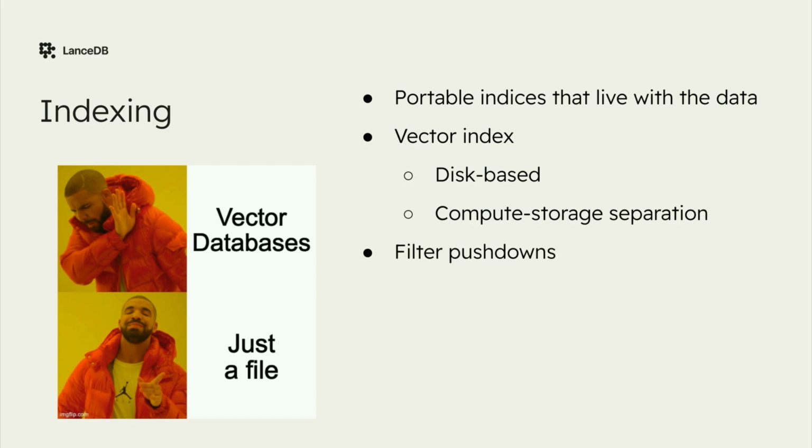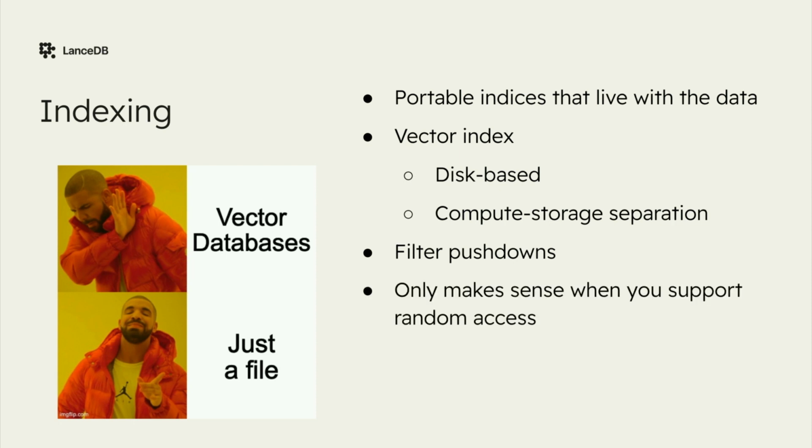The indexing also allows us to achieve much faster pushdowns. So instead of having to scan, even with stats-based pruning, you're still scanning through a lot of data, but with what we call scalar indices, essentially like B-trees or bitmaps, you can achieve even faster random lookups and filtering. And of course, the indexing only makes sense when you support random access. So those benefits don't come up unless you're able to essentially satisfy that CAP theorem for AI data.